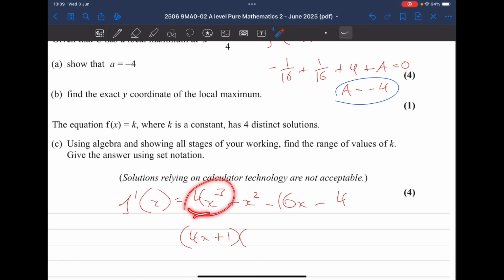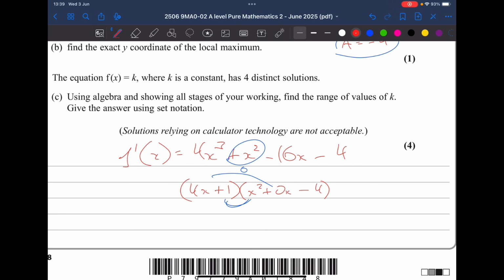Where does this 4x cubed come from? 4x times something. X squared must be that something. Same question about the minus 4. It must come from 1 times minus 4. And then if we look at how many x squareds we have, I need to have none of them because I've already got one. So these two must combine together to make 0. 4 times what is 0? 0 x's. So this is 4x plus 1, and then x squared minus 4 is x minus 2, x plus 2.